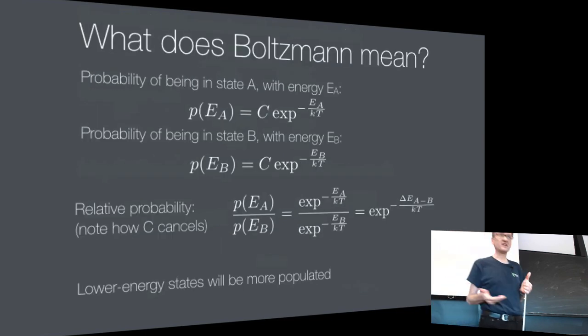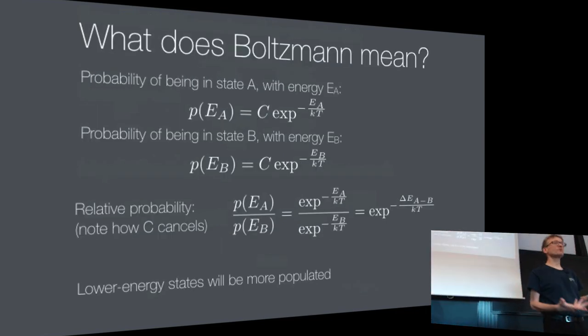So if we look at two states, and again, think of a molecule if you want to, but this could be any state a system could be in. The probability of being in an arbitrary state A, probability or density to be with energy A, that's a constant multiplied by the exponential to minus the energy in the state A divided by kT. And it's exactly the same thing for the B state. The probability of being in the B state is the same constant, the same exponential and everything, but now it's the energy B there. This is what you're going to be playing around with in your first hand-in task.